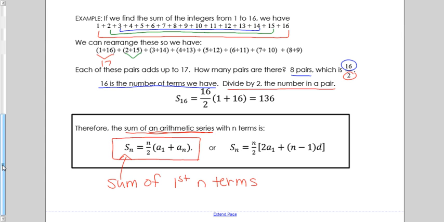On the right there we have n over 2, and we multiply that times the quantity a sub 1 plus a sub n. So a sub 1 is your first term, and a sub n is your last term, or your nth term. If we don't know the last term, we can also use this second formula, which doesn't require a sub n. It only requires the first term, the number of terms, and the common difference. The formulas are interchangeable. Both will work in any situation. You might have to work harder to use one or the other though. Okay, so let's look at some examples of trying these.